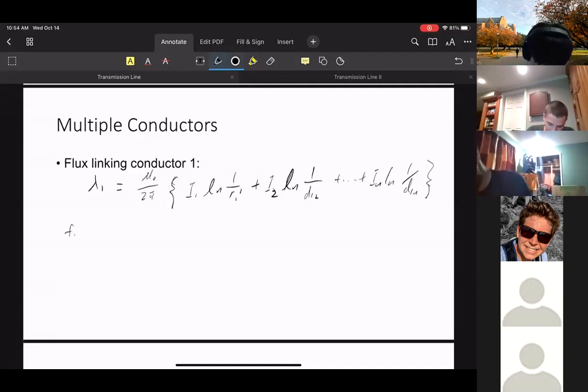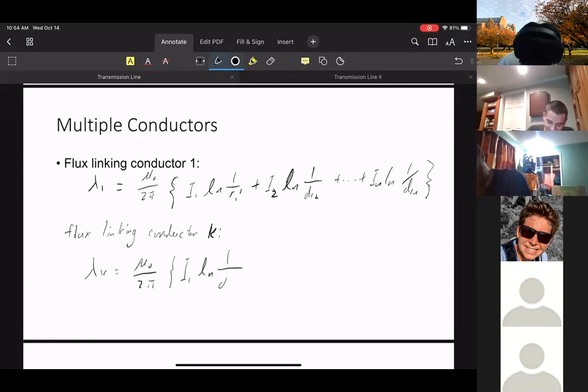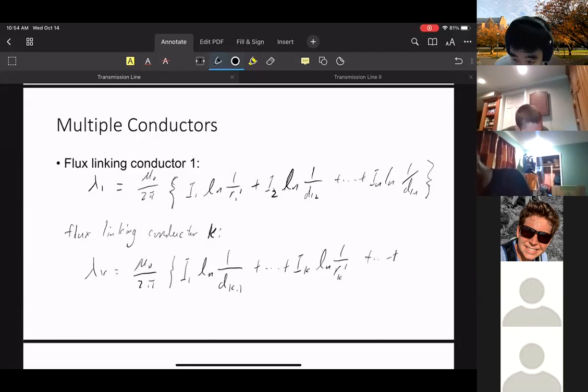And then we have the flux linking conductor k. This is lambda k. Same equation, we just switch out the index: I1 log of 1 over d, the distance from k to 1, plus Ik natural log of 1 over its own radius, plus In natural log of 1 over dkn. And again, R prime is the scaled version of the old radius.